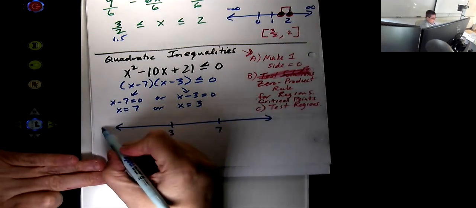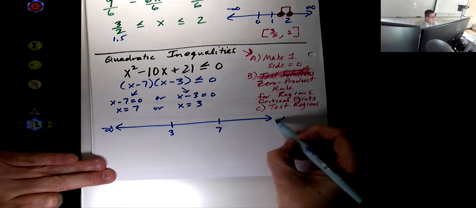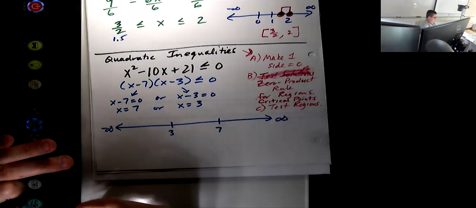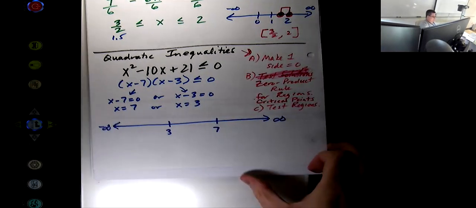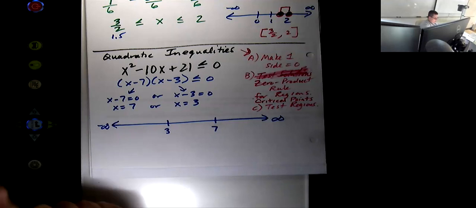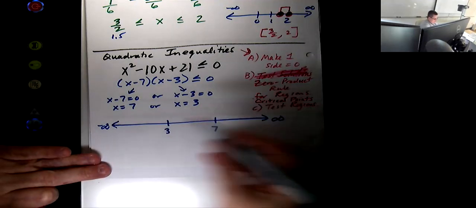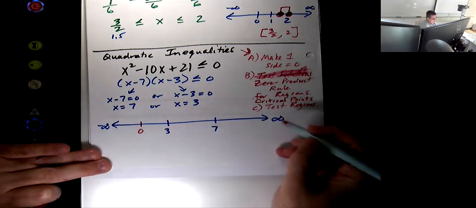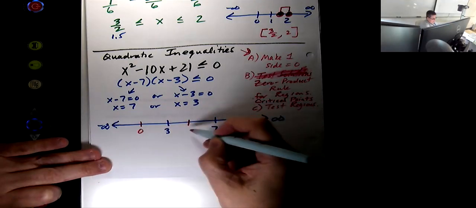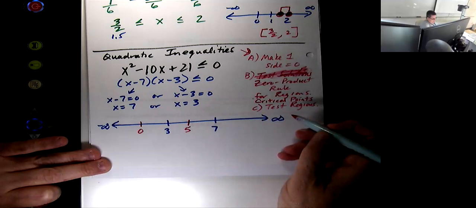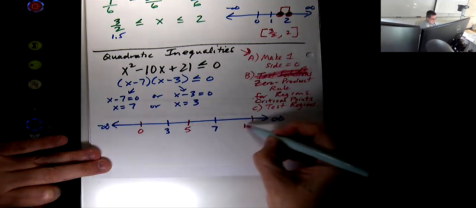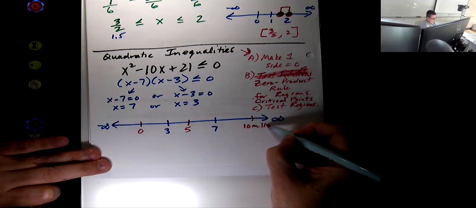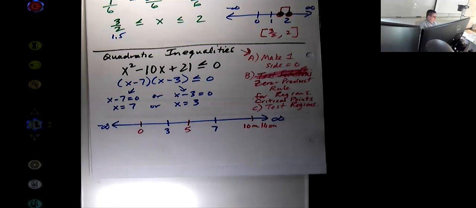I'm going to draw my number line. I'm going to put the 2 numbers that I got on it, at least in the right order. And then I'm going to write a number from each of the other regions, like this region over here, like 0 is less than 3. 5 is between 3 and 7. And over here I'll go like 10 million, just to illustrate that it doesn't need to be right next to it.